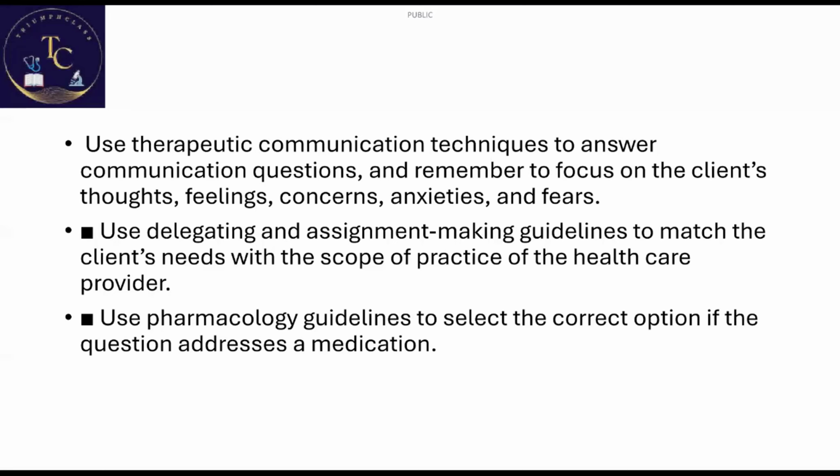And then use delegation and assignment making guidelines to match the client's needs with the scope of practice of the healthcare provider. Now, you should also know the work of every professional in the workplace. You know the registered nurse. Aside from registered nurses, we have licensed practical nurses. We also have licensed vocational nurses, nurse assistants, okay? In the US, these are the various nursing types we can have. And you should always know their job description and do not delegate what they are not supposed to do. That is what they are talking about here.